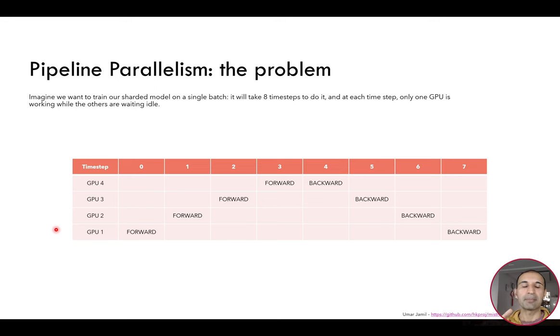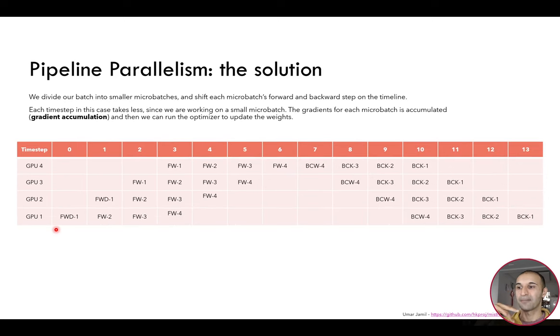What we do with pipeline parallelism is we take this batch and we split it into micro batches. So instead of 8 items, we create 4 micro batches of 2 items each. We run the first micro batch in the first GPU. This will produce the output for the first micro batch, and we can feed it to the next GPU.